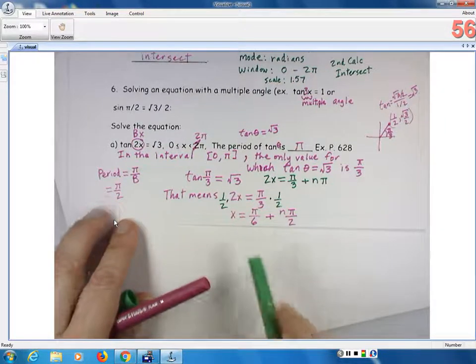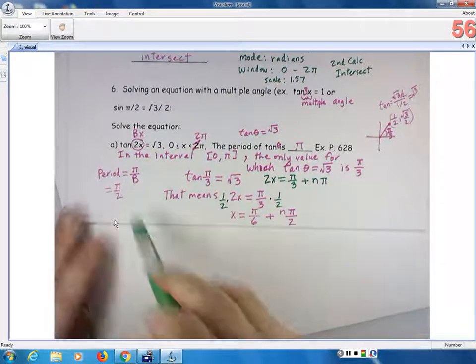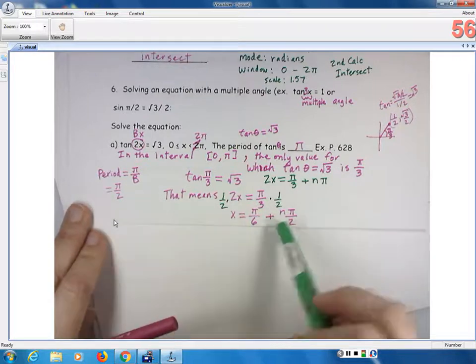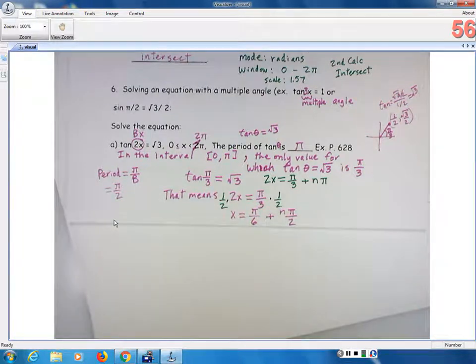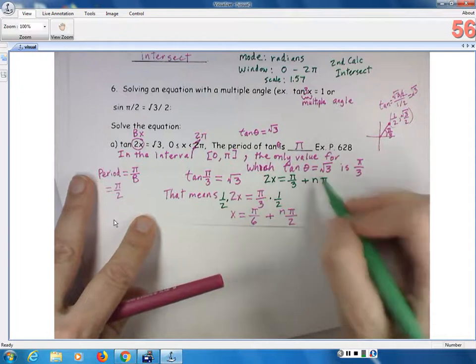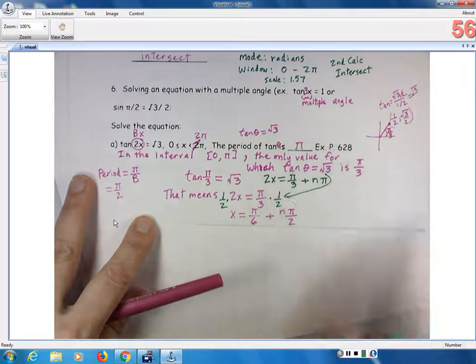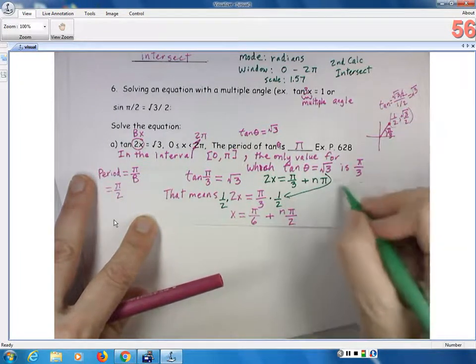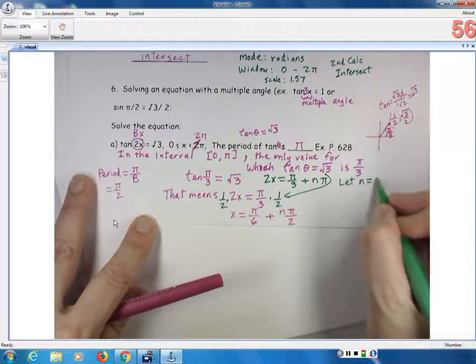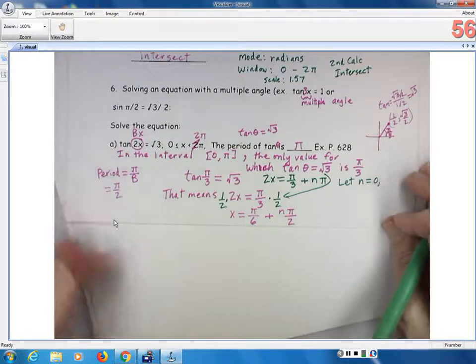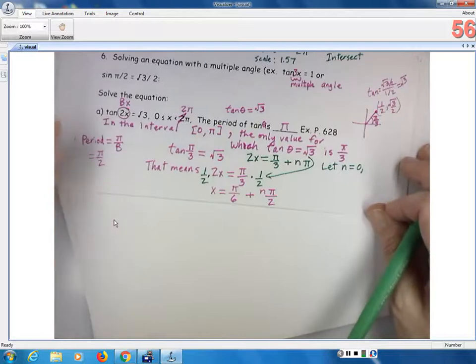So either way, you figure out your new period, and you have to add n times your new period. So is the answer that? No, we have to keep going. We have to find the exact answers between 0 and 2 pi. So that was an alternate step there. We're going to let n equal 0, and keep going. Plug in the values of n till you have all the solutions.